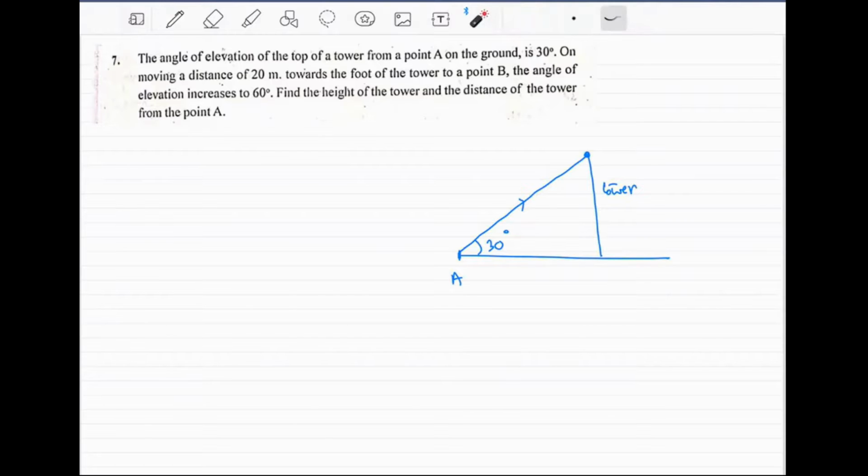Okay, continue. On moving a distance of 20 meters toward the foot of the tower to a point B. Look, the person is moving a distance of 20 meters. The person was at A. Which direction are you moving? Towards the foot of the tower. You are moving a little forward to the tower to a point B. Distance of 20 meters towards the foot of the tower. So AB is how much? This is 20 meters.